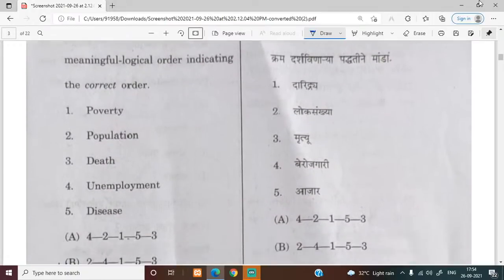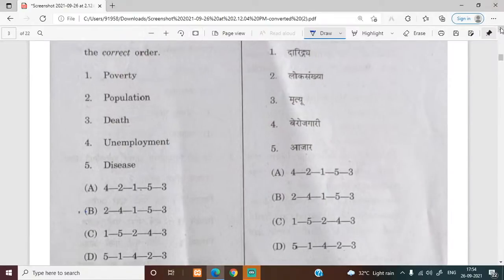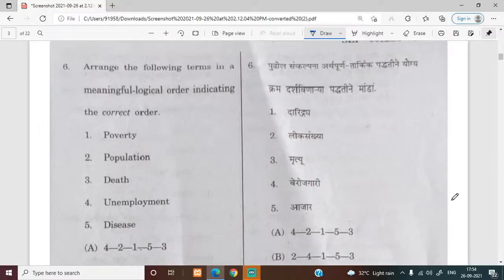Next question, question number 6, we have to arrange this in a logical order. Okay. Other students also keep replying in the chat box. It will let you know how much your score is. You can write it down in the comment section which questions you have done correct or if any mistake you have made. So arrange the following terms in the meaningful logical order indicating the correct order: poverty, population, death, unemployment, and disease.